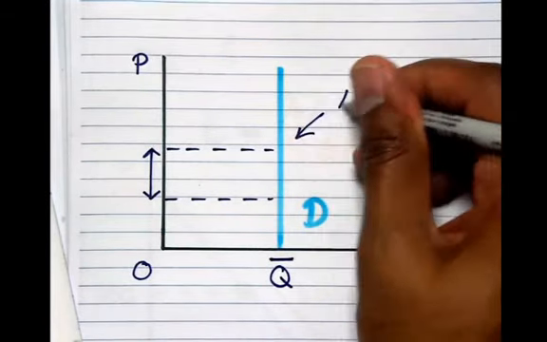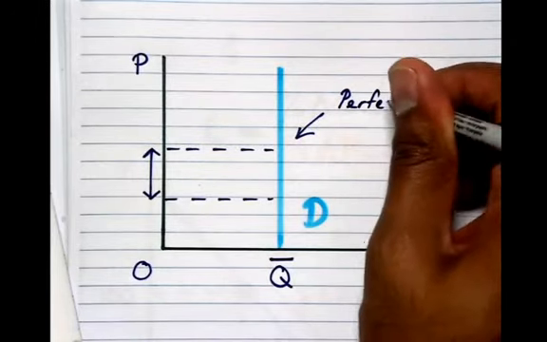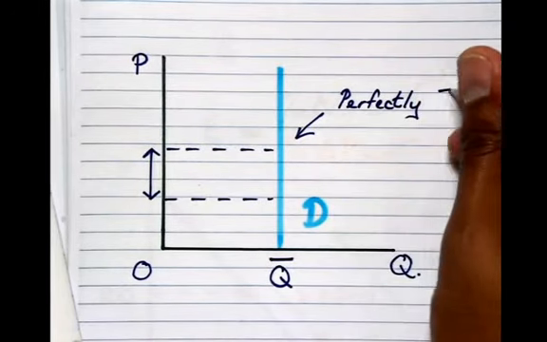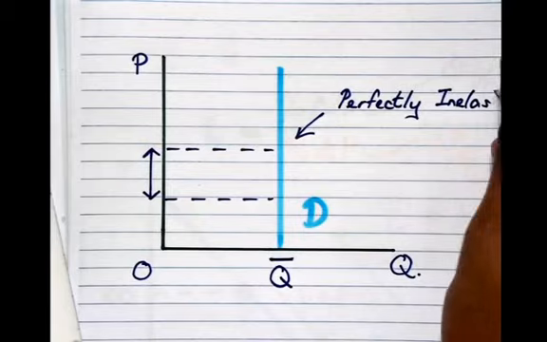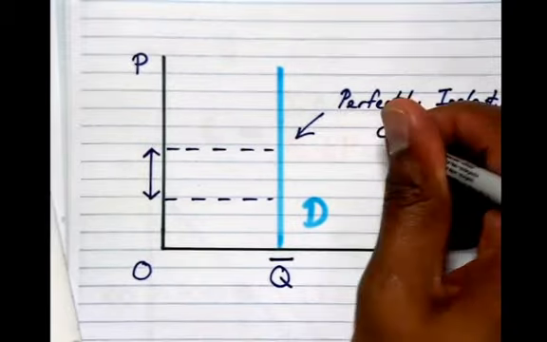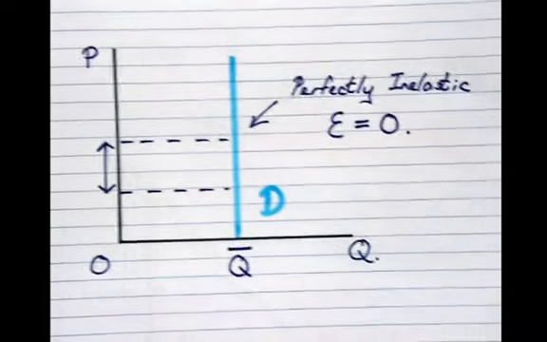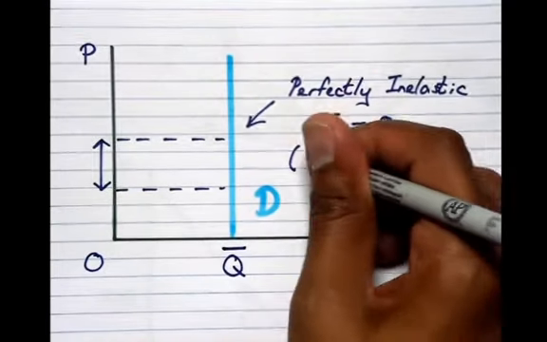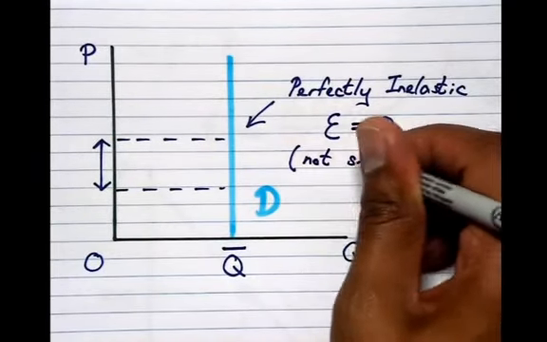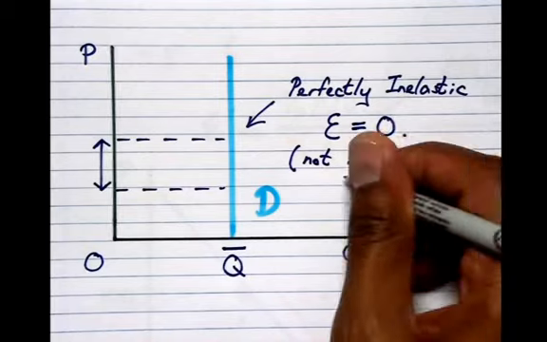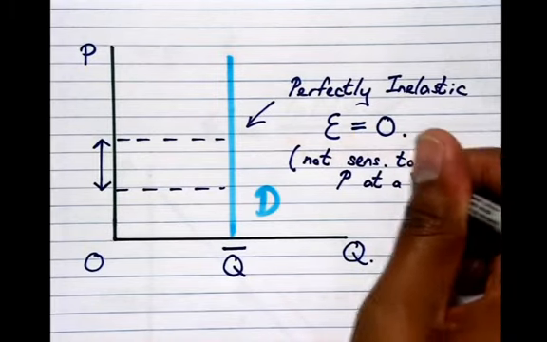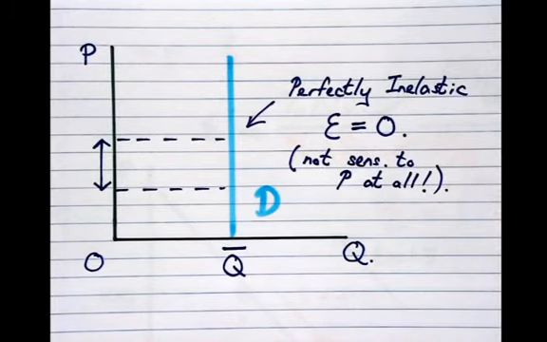It's perfectly inelastic. We say that elasticity equals 0. It is not sensitive to the price at all. No matter what the price is, the quantity demanded is the same.